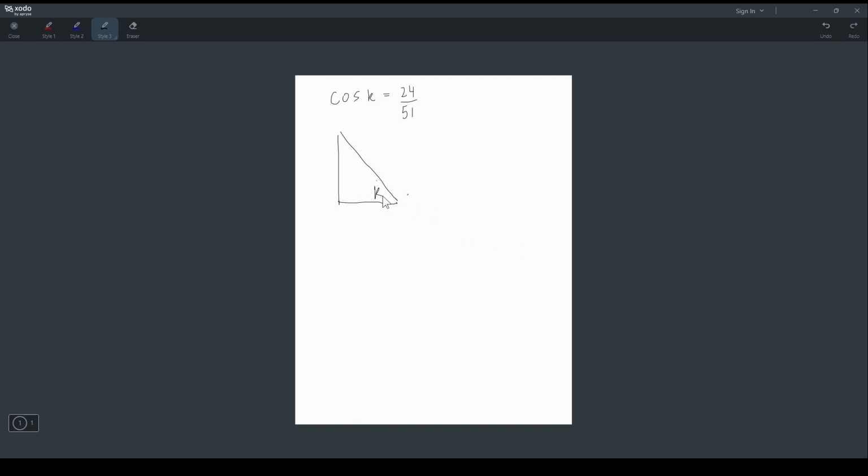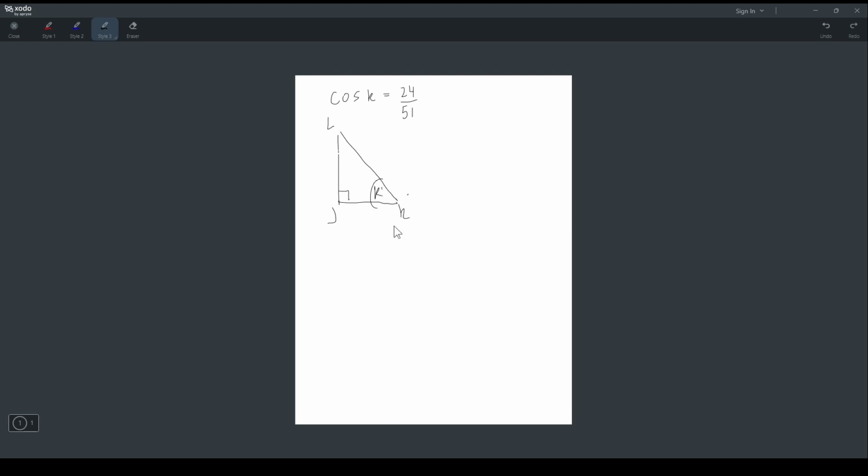Let's say K is here, and this is my 90, the right angle. So this is L, and this is, oh, why am I writing? Okay, whatever. This is L. All right. And this is K.